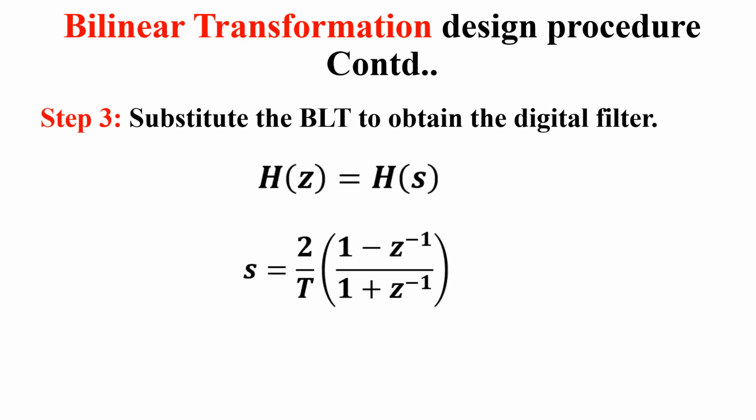What should I do in the equation of H of s? I need to substitute for s, which is equal to 2 by T into bracket 1 minus z inverse divided by 1 plus z inverse. I need to replace every s with this equation, so that I'm moving on from the analog domain to the digital domain. So I said this is the bilinear transformation equation. If I do that, I'm going to convert the given analog filter with the required specification to its digital filter with its required specification. Now the task is done.